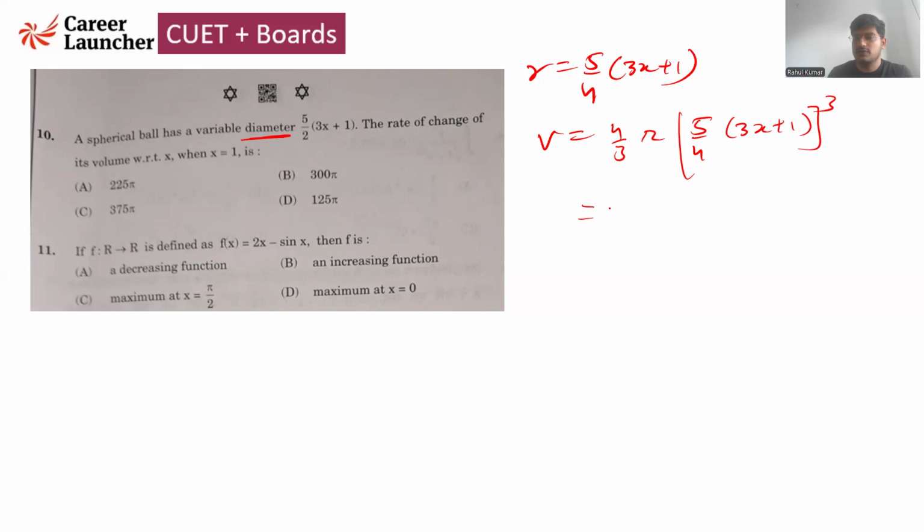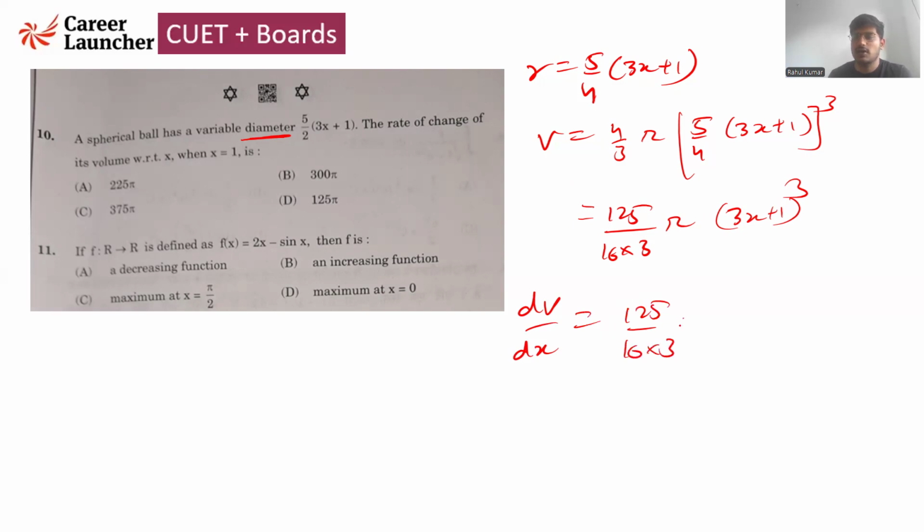Now we need to find dv by dx, but before this, we need to simplify. So let's do a little bit of simplification: 125 by 16 multiplied by 3 pi. I'm not solving for pi. And we have 3x plus 1 complete cube. Now we will find dv by dx. What is dv by dx? 125 by 16 into 3 pi, and then 3 into 3x plus 1 whole square, multiplied with 3 because the derivative of 3x plus 1 is 3.